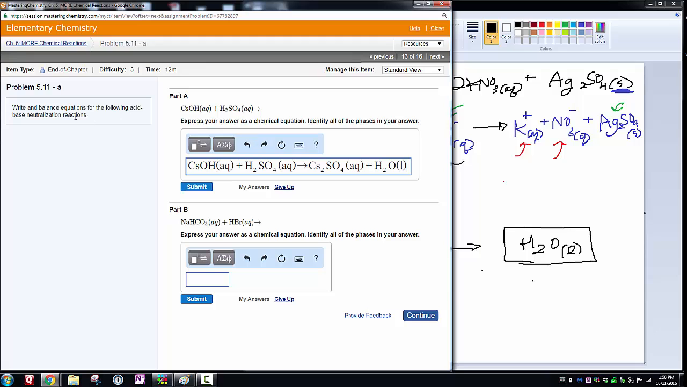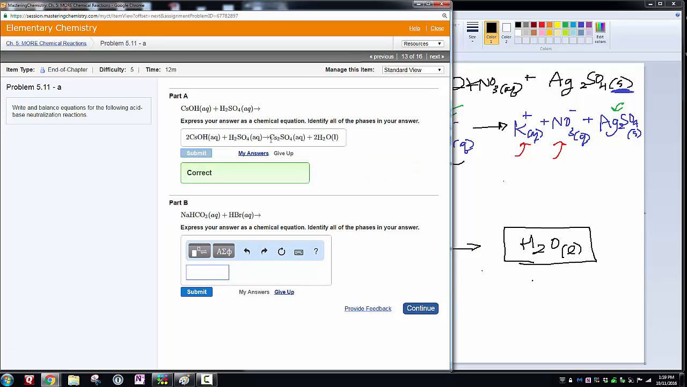Now they did say balance, so write and balance. So we do have to note 1 cesium here, there's 2 there, so we better put a 2 there. And we have 2 hydroxides and 2 hydrogens. That's going to add up to 2 waters. And then we have 1 sulfate and 1 sulfate. So that should work. All right. A lot of different moving parts to this one. Challenge to get, but that's how you go. That's how you do it.